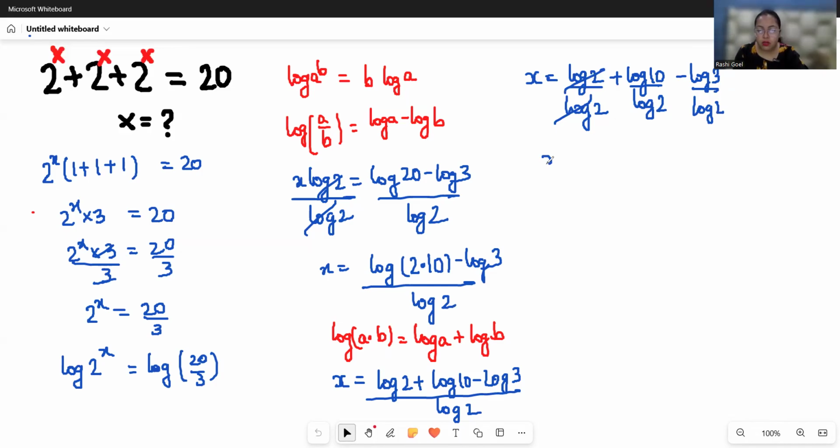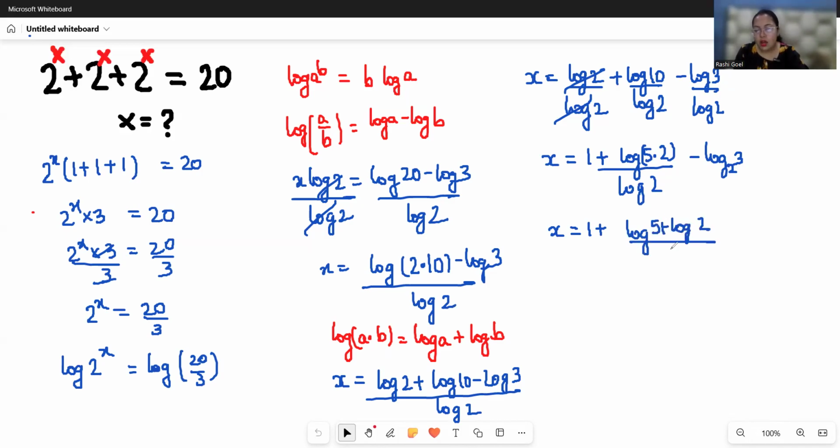So this will cancel out. So x equal 1 plus log 10, I can write it as log 5 times 2 by log 2 minus log 3 with base 2. So x equal 1 plus log 5 plus log 2 by log 2 minus log 3 with base 2.